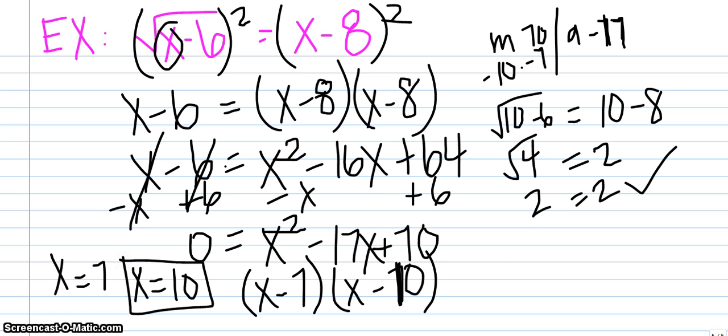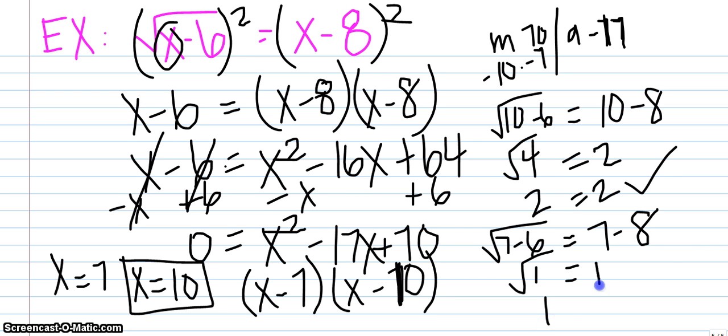Now I need to check my 7. The square root of 7 minus 6 is equal to 7 minus 8. 7 minus 6 is 1. Square root of 1 is 1. 7 minus 8 is negative 1, so 1 equals negative 1. Wait, that doesn't check, so I have two solutions of 7 and 10.